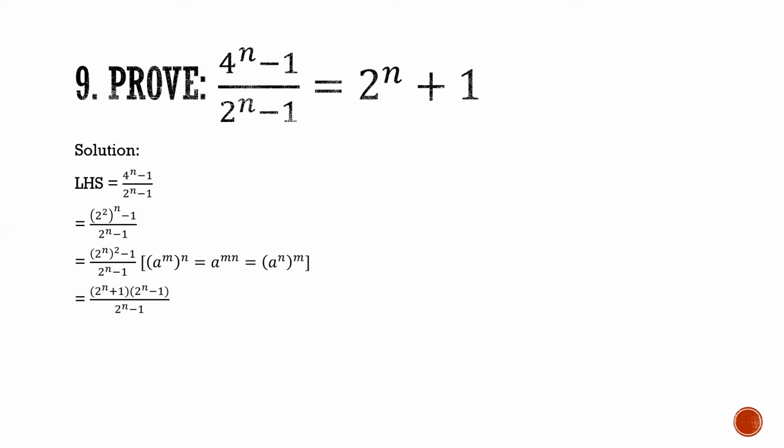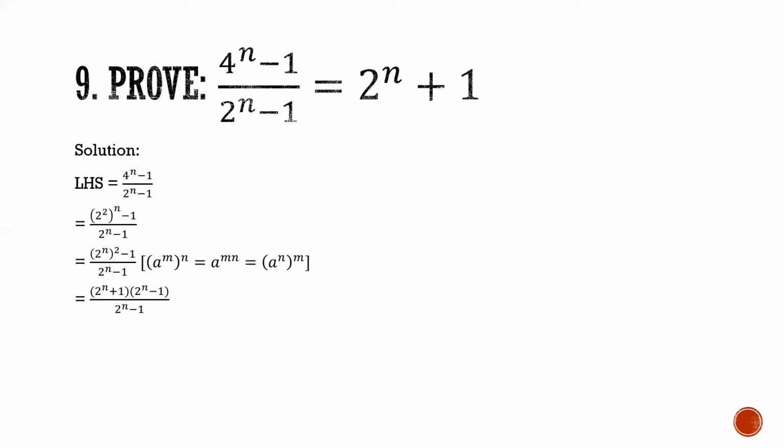So here a square minus 1, we know the formula, a square minus b square is equal to a plus b into a minus b. Maybe the most used formula in algebra. So 2 to the power n plus 1 into 2 to the power n minus 1 divided by 2 to the power n minus 1. Nothing is changed in our denominator part.